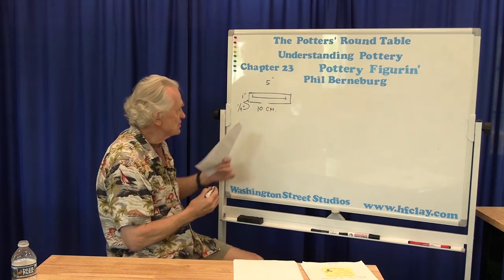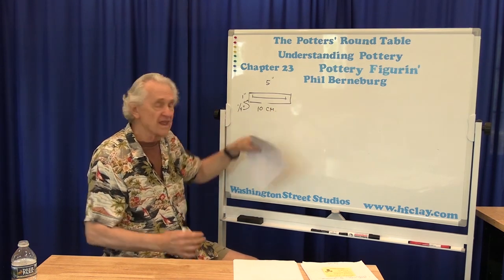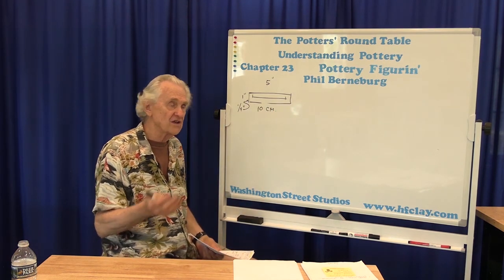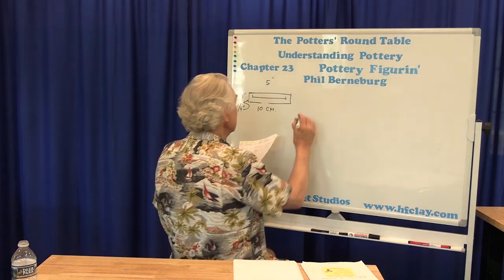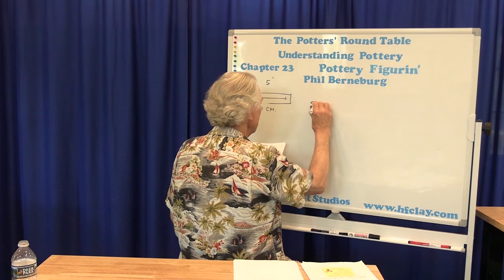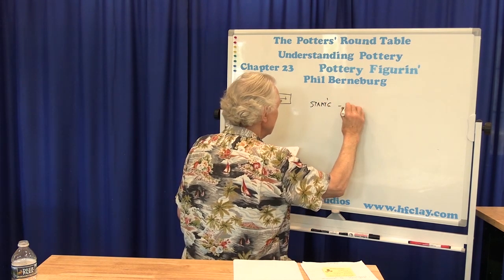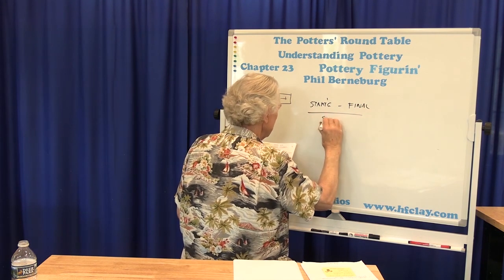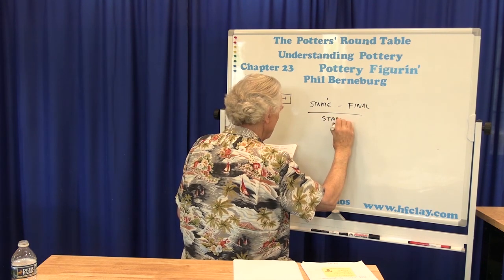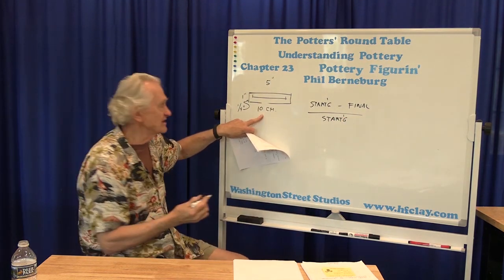So you make it so that the line is 10 centimeters long to start, and then let's say you allow the clay to dry, and then you measure it again, and you want to know what the percent shrinkage is. So the percent shrinkage would be the starting measurement minus the final measurement, over the starting. The nice thing about these dimensions is it makes the calculations easy.